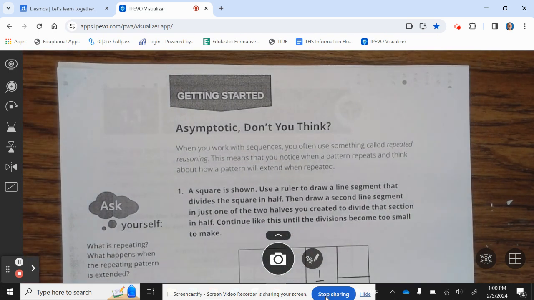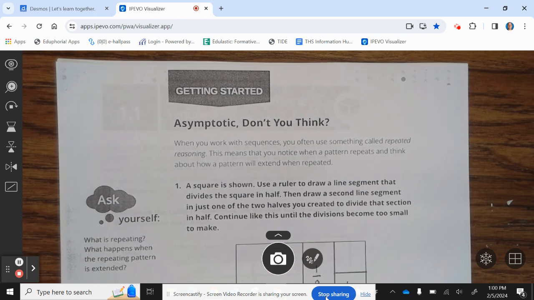Getting started. When you work with sequences, you often use something called repeated reasoning. This means that you notice when a pattern repeats and think about how a pattern will extend when repeated.